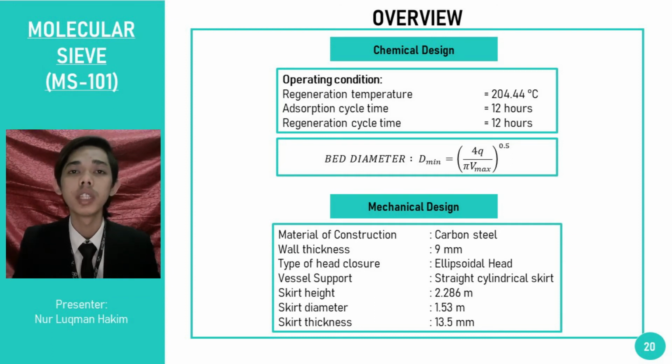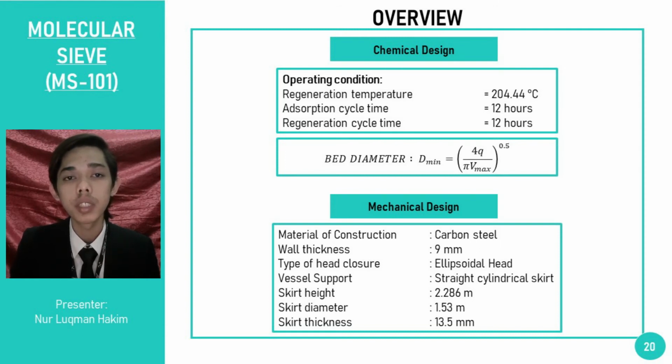Molecular sieve columns are used for ethanol purification, which is up to 99%, where ethanol will pass through the bed, then the desiccant will absorb the water molecules. In this design, bead form of synthetic zeolite 3A, which is an aluminosilicate mineral, is used as the desiccant. As you can see on the slide, there are the operating conditions, which are regeneration temperature, absorption cycle time, and regeneration cycle time. These three data are very important before starting your chemical design.